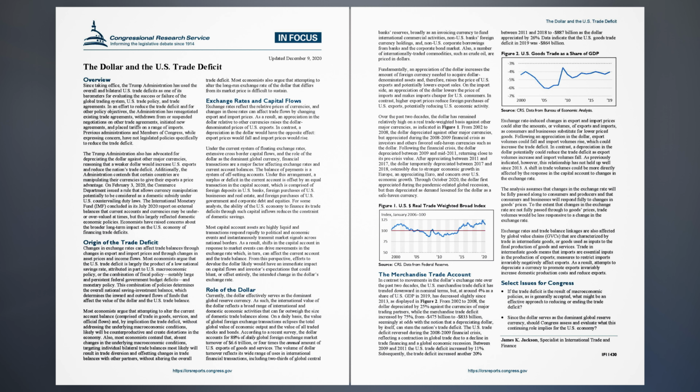Exchange rates and trade balance linkages are also affected by global value chains (GVCs) that are characterized by trade in intermediate goods, or goods used as inputs to the final production of goods and services. Trade in intermediate goods means that imports are essential inputs in the production of exports. Measures to restrict imports invariably negatively affect exports. As a result, attempts to depreciate a currency to promote exports invariably increase domestic production costs and reduce exports.